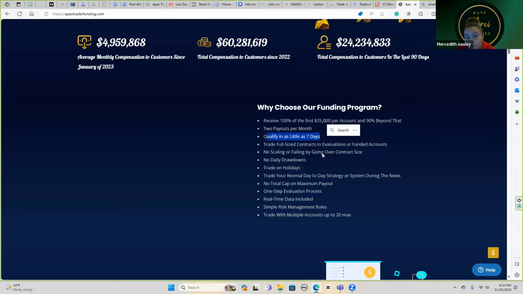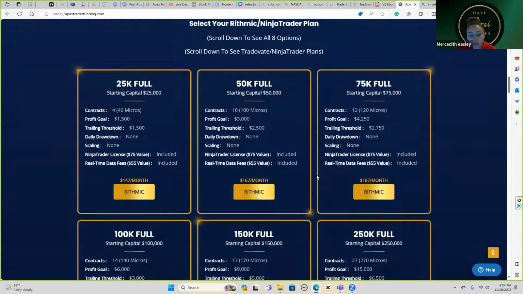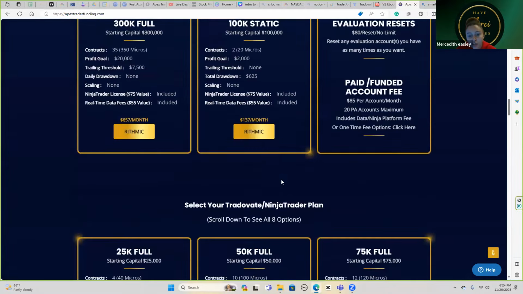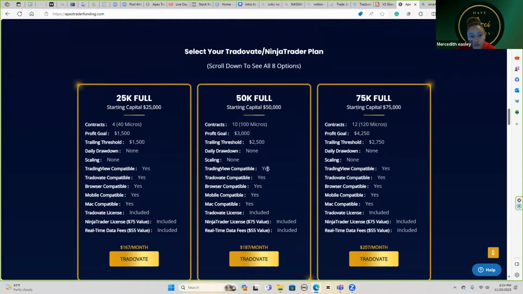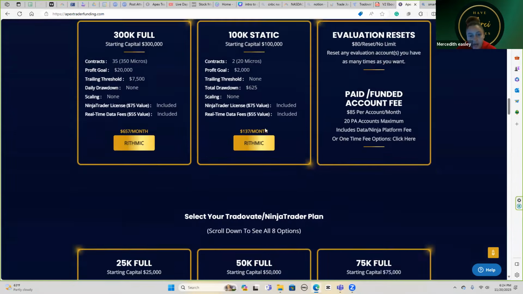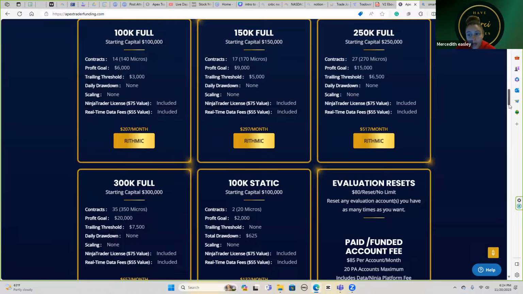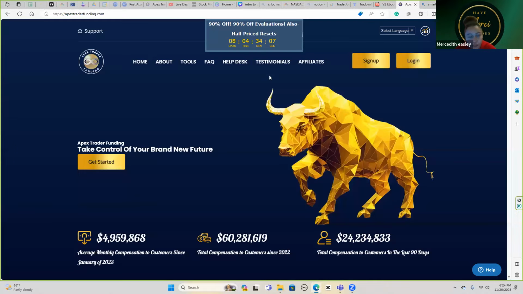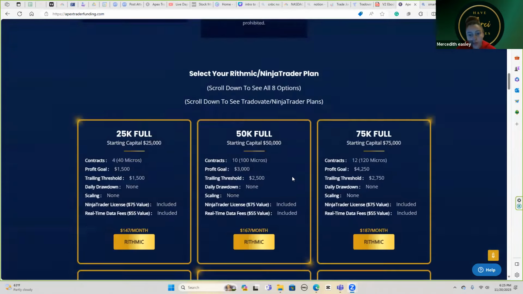You qualify in as little as 7 days. So you have to trade on the account for as little as 7 days. There is a trailing threshold, meaning you cannot go below that threshold. The threshold starts over every day, okay? And it goes up as you make profit. So you want to be careful of that. There is a video in FAQ and help desk that goes over the trailing threshold more.